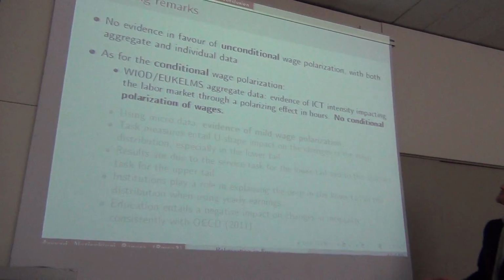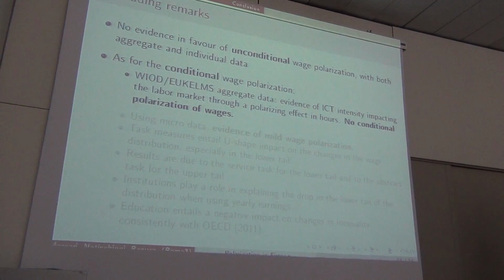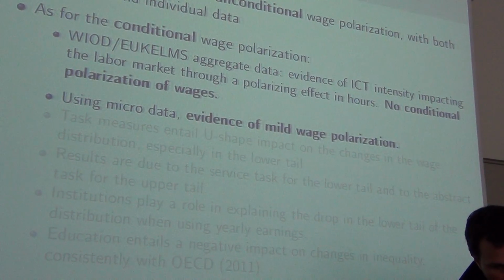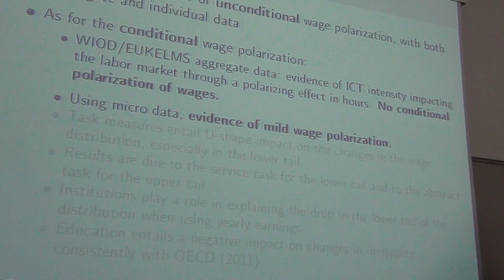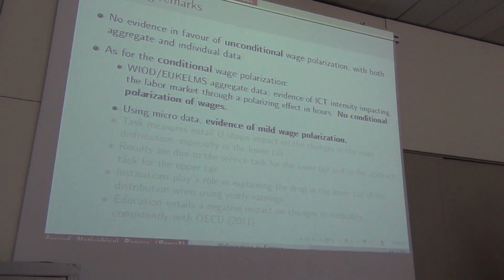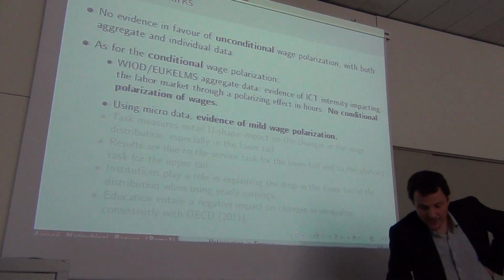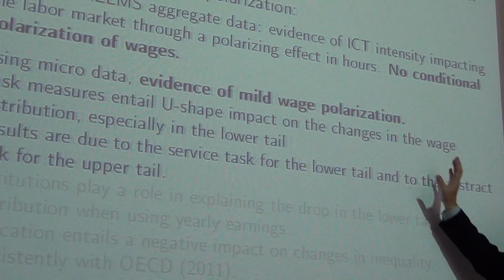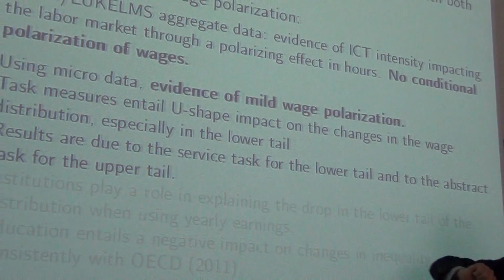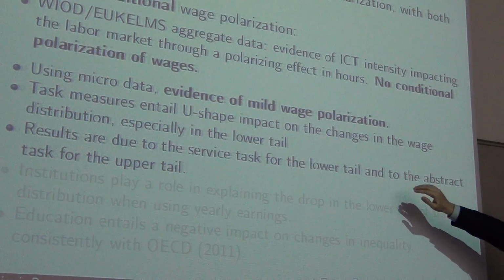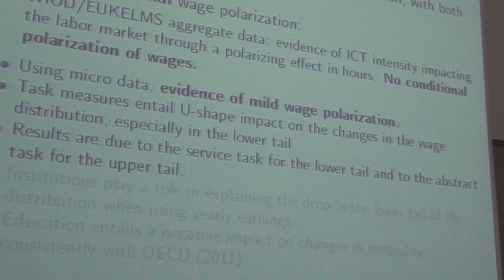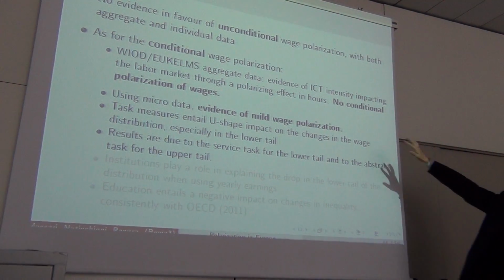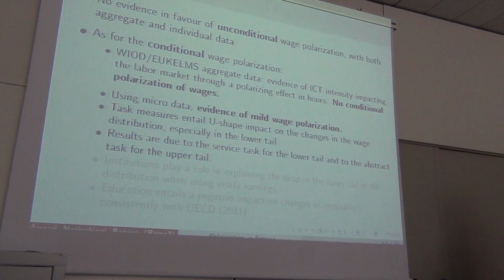And for conditional wage polarization, as I told you before, with aggregate data there is no polarization of wages, just polarization of hours, and using microdata there is just mild evidence of wage polarization, especially in the lower tail. In the lower tail it is due to services, as in the other paper, while in the upper tail it is due to abstract. And this is consistent with what we were expecting, even if this evidence is quite mild, in the sense that there are few changes.